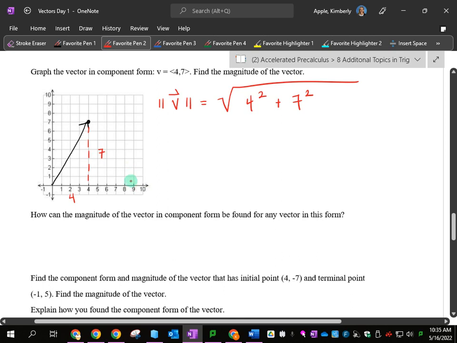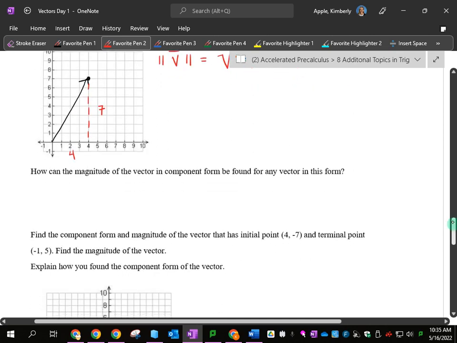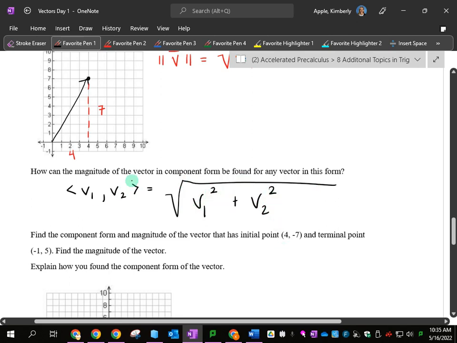How can the magnitude of the vector in component form be found for any vector of this form? Well, let's say we have the vector v1, v2 in component form. I can just take the square root of v1 squared plus v2 squared, because these are basically the x and the y, right? This is your formula. You just take the horizontal component and the vertical component and throw them into the Pythagorean theorem.